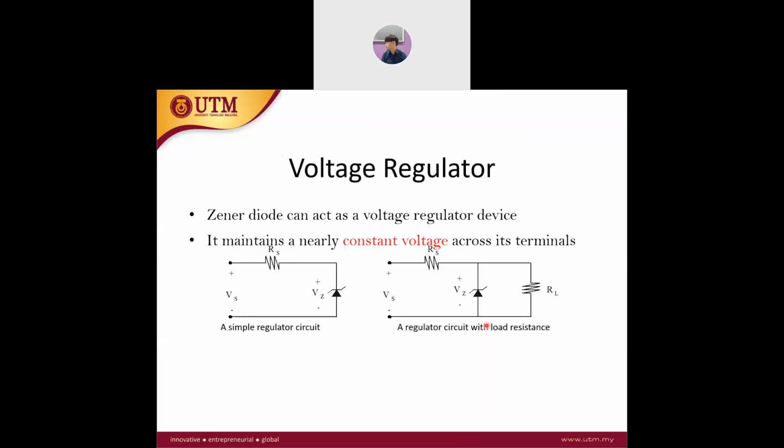Okay, so voltage regulators, as the name implies, regulators means we are going to regulate the voltage. We try to have a smooth, near to straight line, kind of like DC outputs. So the Zener diode can act as a voltage regulator device. It maintains nearly constant voltage, so it's not constant voltage along all the range of currents. However, it will have a nearly constant voltage across its terminal.